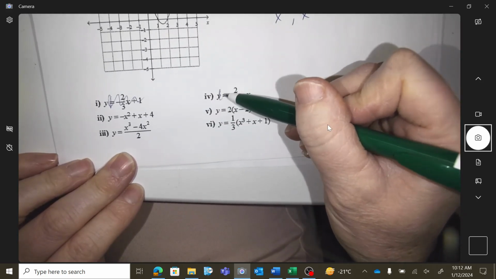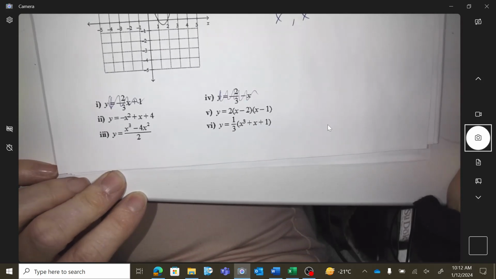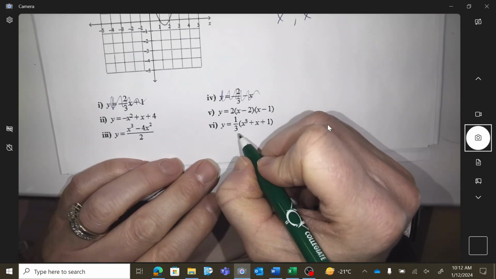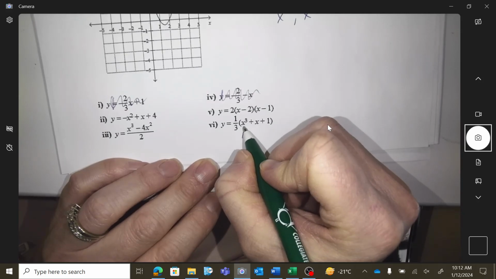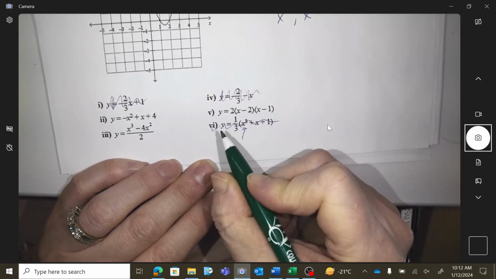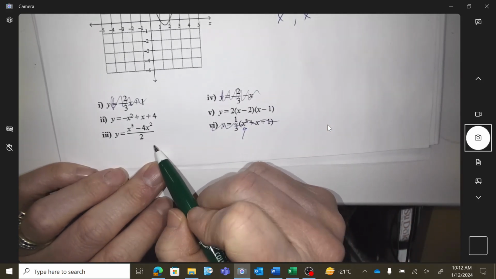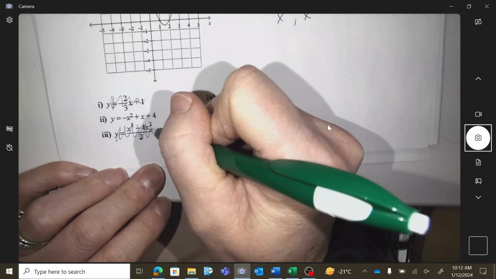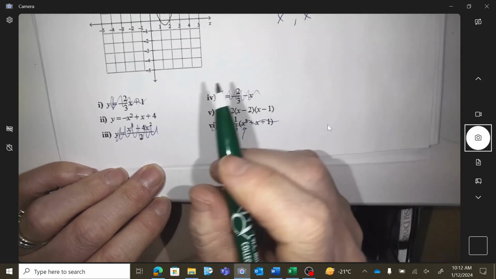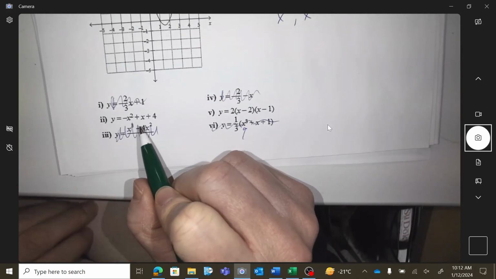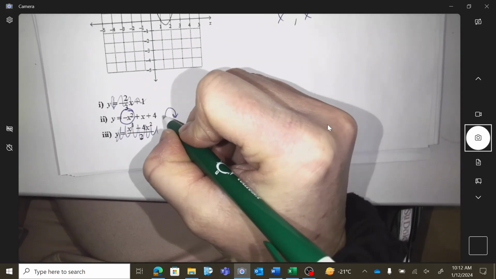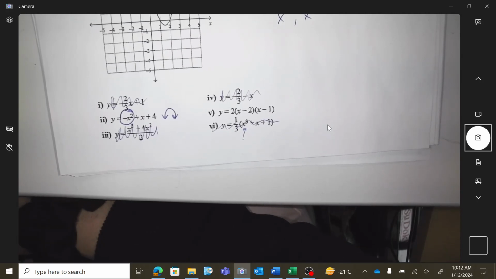This one is out, it's just an x. This one is out because it would be a cubed. This one is out because it's a cube, x cubed. And this one is out, why? Because it's a negative x squared. So then it's that.